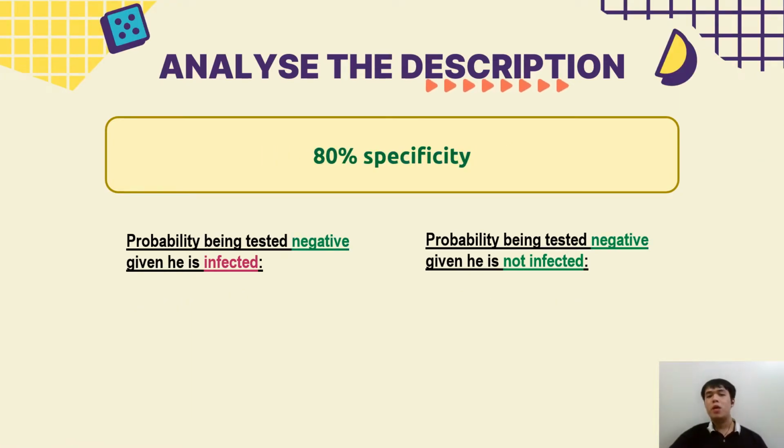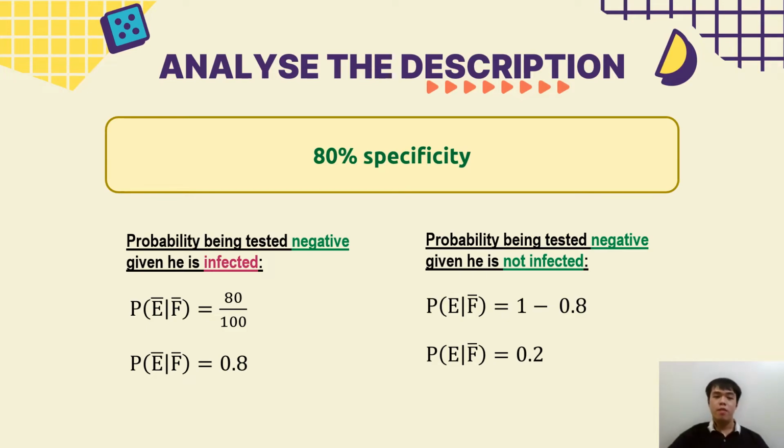Furthermore, our third info is about the specificity of the test kit, which is 80%, and just to let you know, specificity is the rate at which the test kit will correctly detect the negative result. So basically, sensitivity is about the positive result, while specificity is about the negative result. Okay, back to the question. So the probability of someone testing negative given that he is not infected will be 0.8, as the specificity is 80%. Next, the probability of someone testing negative given that he is infected can be calculated by subtracting 0.8 from 1, and finally we will get 0.2.